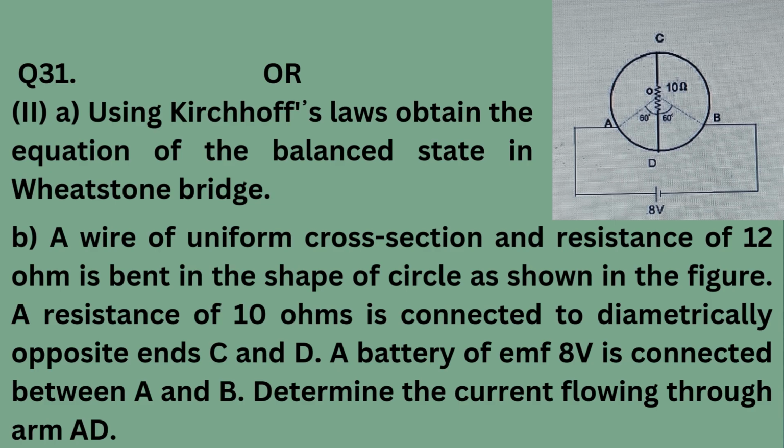So let us say here is the current I. So here current will be, let us say I1. So according to junction rule, here it will be I minus I1. If here the current is IG, again according to junction rule, here it will be I1 minus IG. And here it will be the sum of these two currents according to junction rule. So it will be I minus I1.